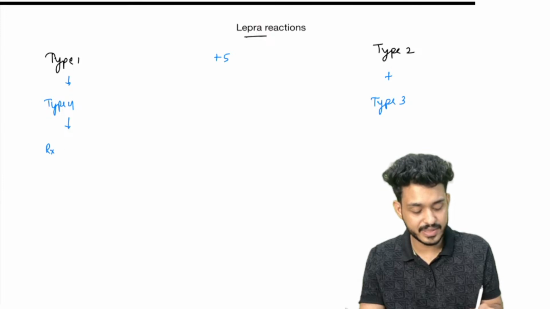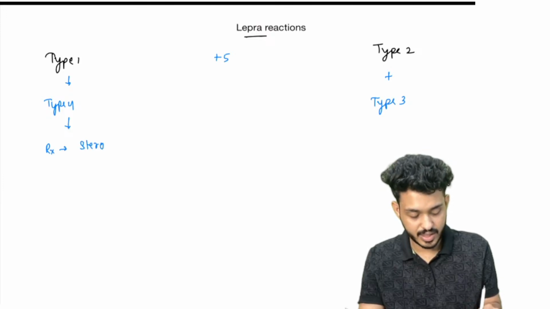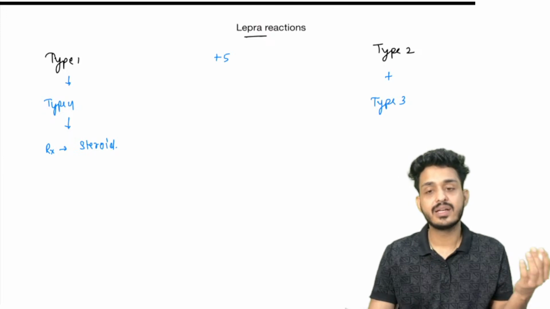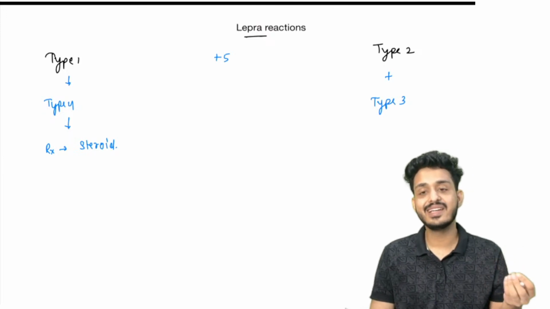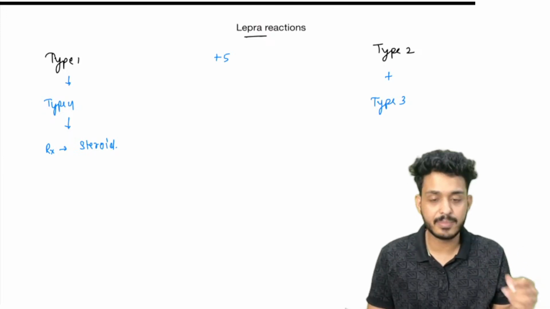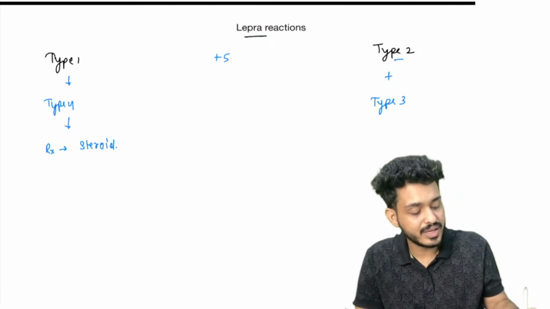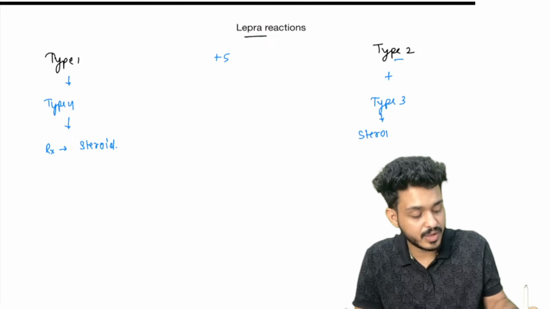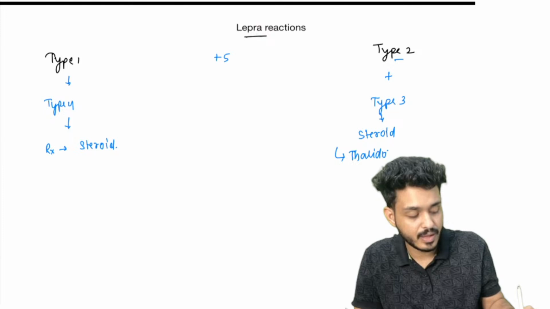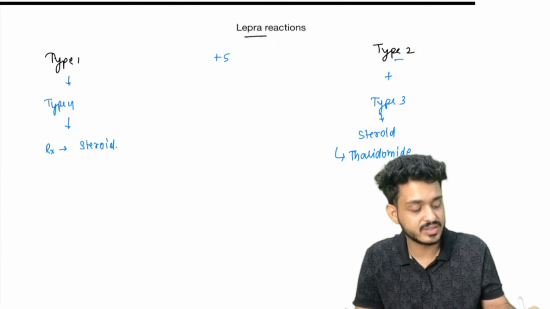Along with that, you will be adding what? Steroid, which decreases the immunity, ultimately leading to a decrease in the reaction. So the lepra reaction will subside. In type 2 lepra reaction, you can use steroids. Along with the steroid, one question that they have asked multiple times, one drug that you can also use is thalidomide.